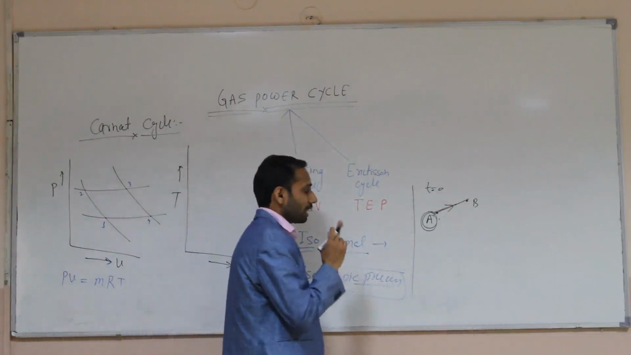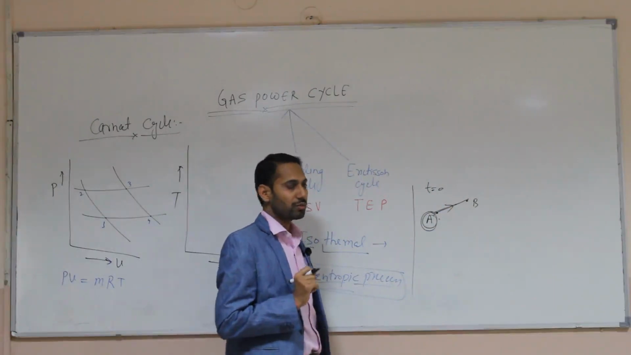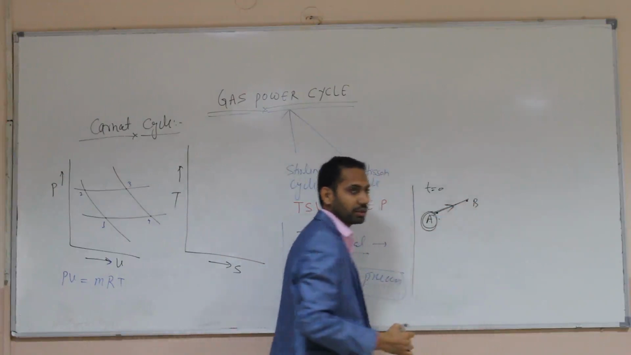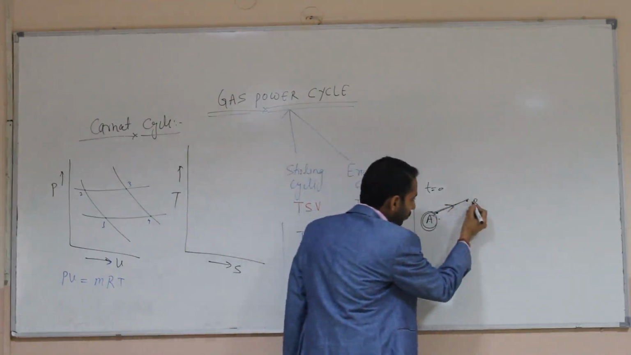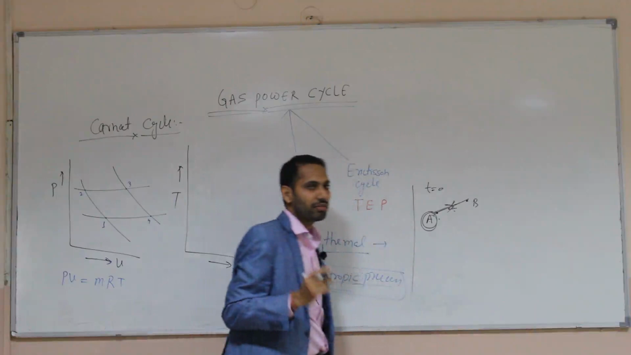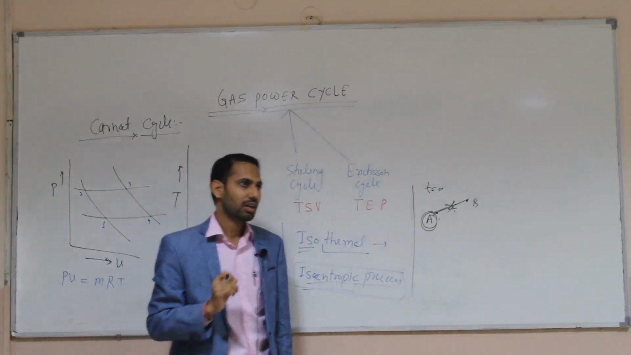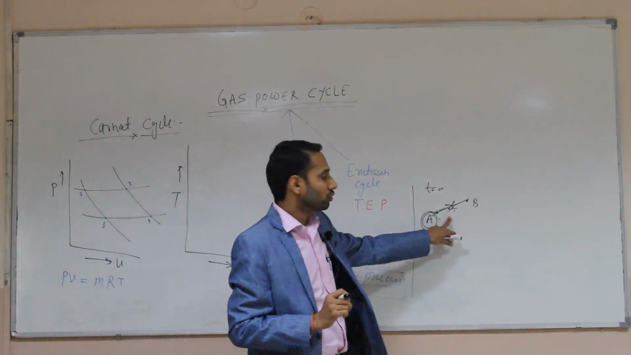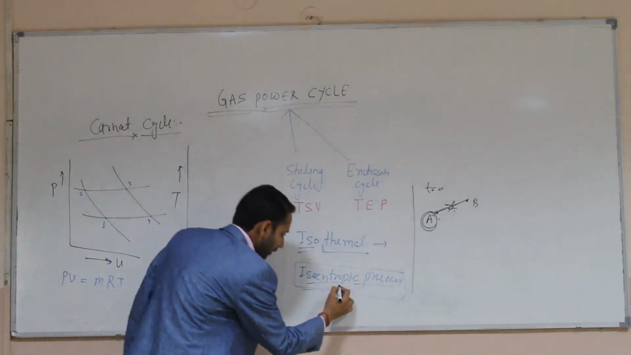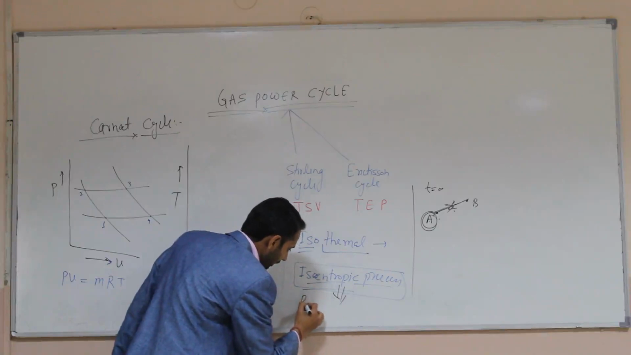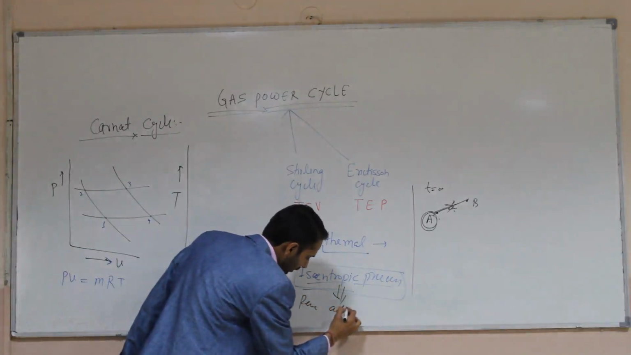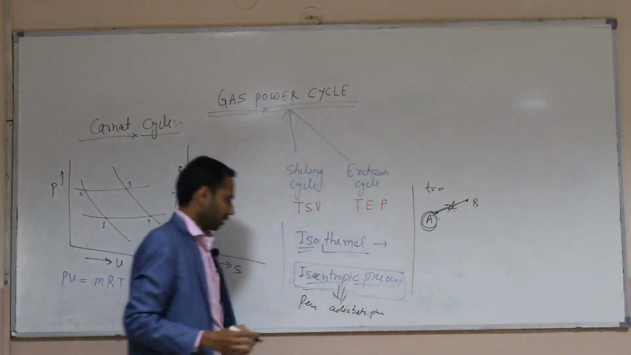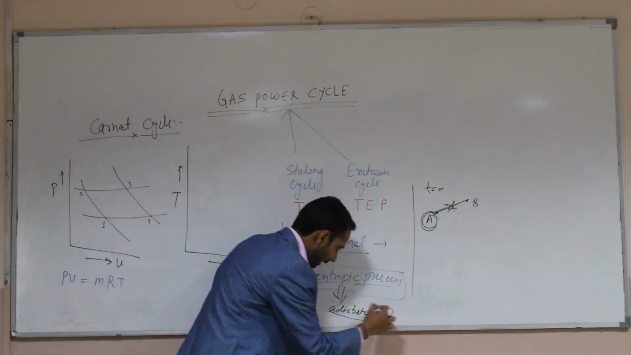Now we come to the reversible process. If we go from 1 to 2, A to B, and then we come back from B to A without leaving any effect on the system or surroundings, this process is known as a reversible process. So now we come to the isentropic process, which is a reversible adiabatic process. Now we come to the adiabatic process.